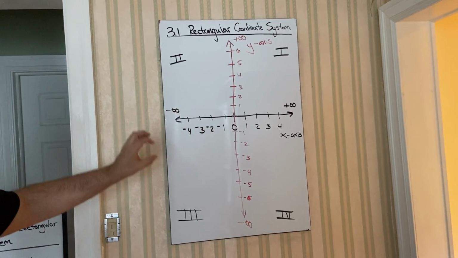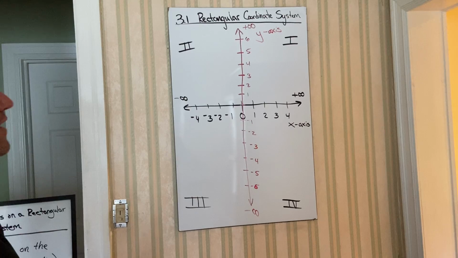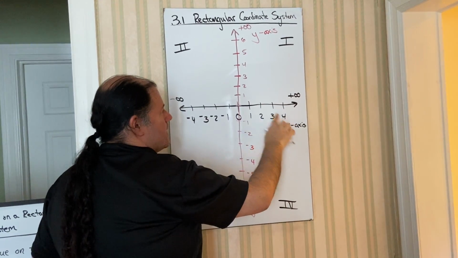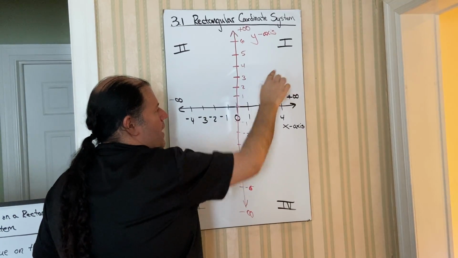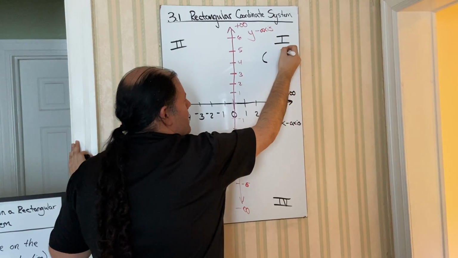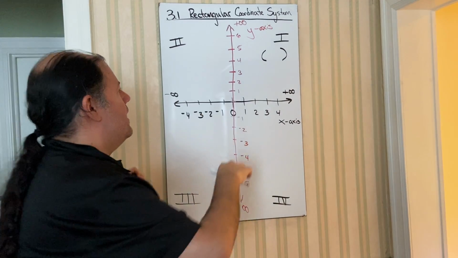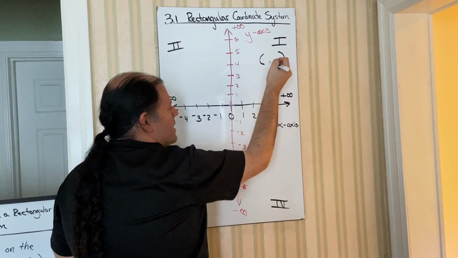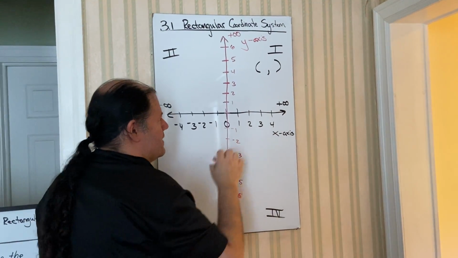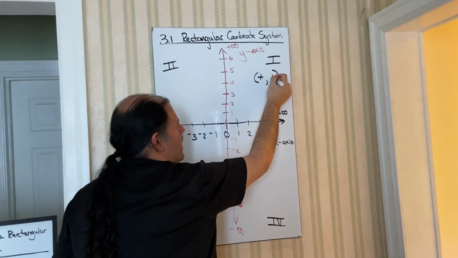So what we're going to do is, let's explain what each of these quadrants do. This quadrant has both an x and a y that's positive. So to represent a point, we use parentheses. And the parentheses is going to have a comma. The first spot is going to be your x. Your second spot is going to be your y.